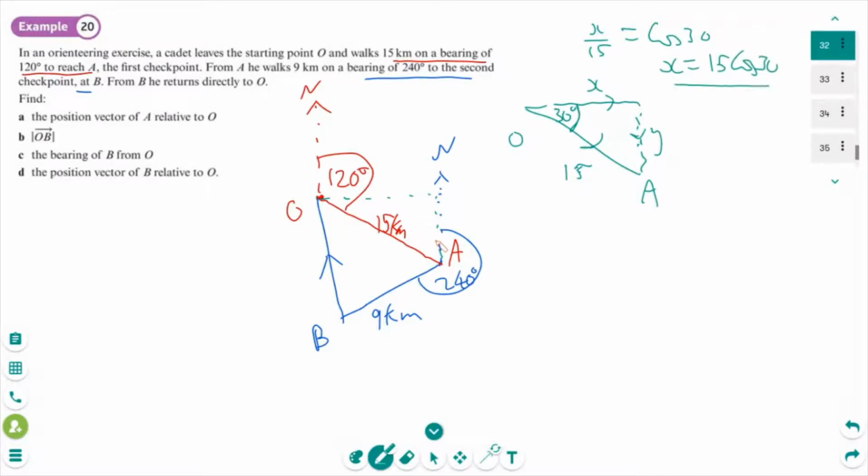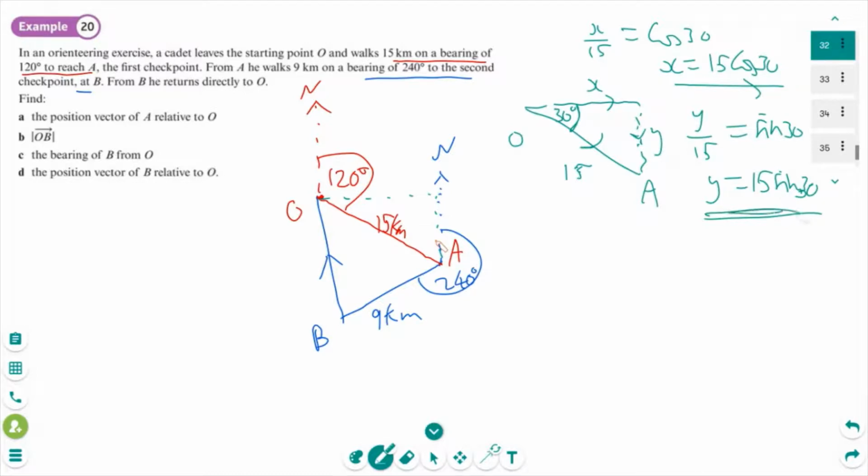y is opposite the angle, so y over 15 is sine 30, so y equals 15 sine 30. That's in the negative j direction. So that's how far along, and this is how far downwards you go from O to A.